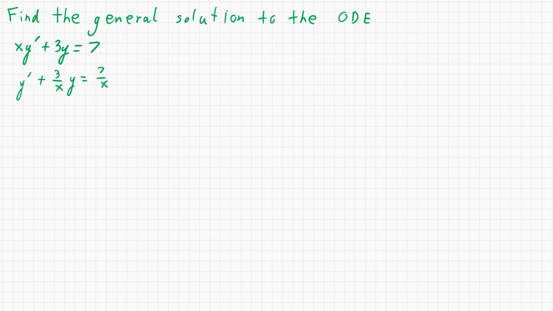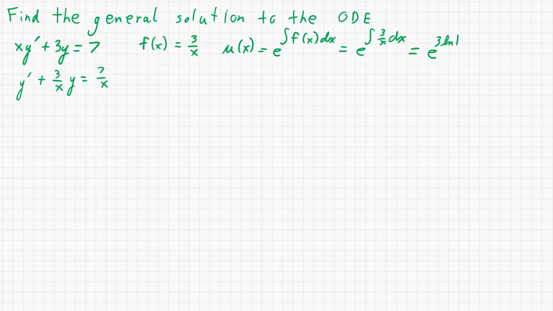All right, so then our f of x is equal to 3 over x. And then our mu of x is equal to e to the indefinite integral of f of x dx, which is equal to e to the indefinite integral of 3 over x dx. That ends up equaling, so the 3 sticks around, but the integral of 1 over x is natural log absolute value of x. So I have 3 natural log absolute value of x. And again, there is a plus c there, but we can ignore it because it just multiplies the entire equation.